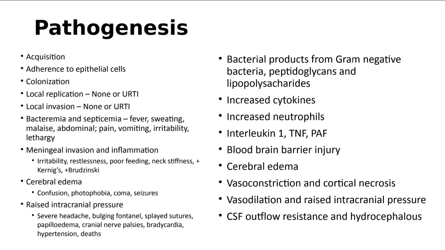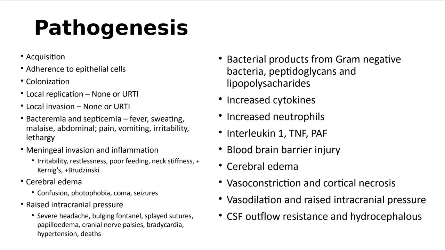Here we have the pathogenesis. You remember that you first have to acquire the organism, it then adheres to the epithelial cells, and then you have colonization, and then this is followed by local replication. At this point, there are either no signs or symptoms, or there may be signs and symptoms in the respiratory tract. And then later, same thing with local invasion. Then the pathogen goes into the bloodstream and causes a bacteremia, and the bacteremia may be asymptomatic. If the child has a septicemia, they present with fever, sweating, malaise, abdominal pain, vomiting, irritability, and lethargy. Meningeal invasion and inflammation will be associated with irritability, restlessness, poor feeding, neck stiffness, a positive Kernig's, and a positive Brudzinski. And then you'll have cerebral edema and a raised intracranial pressure, as evidenced by these signs and symptoms here.